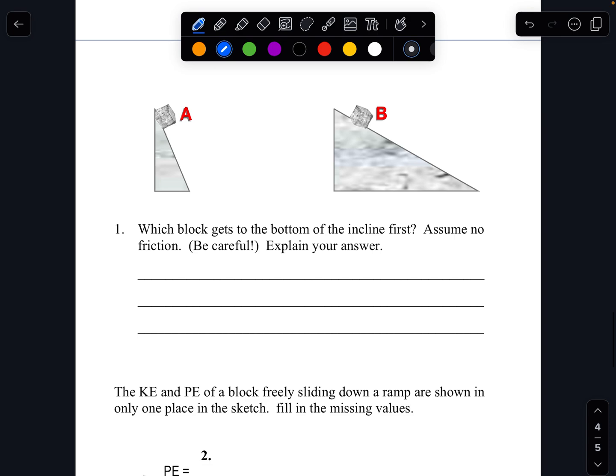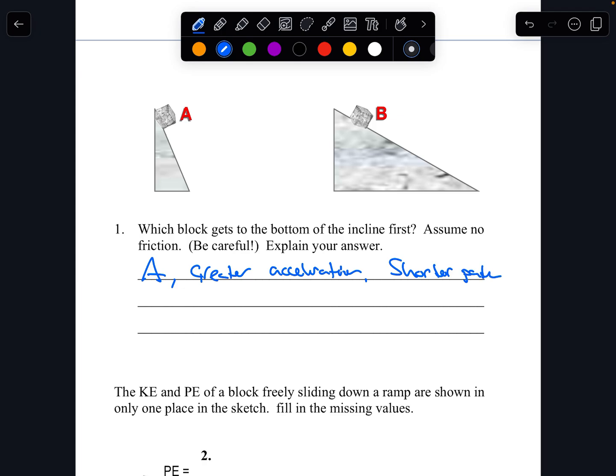Next part here with block A and B, they want us to simply determine which block gets to the bottom first. That is going to be A. It's going to have a greater acceleration because it is more vertical. It's going to reach a peak speed, top speed, much earlier than B. It's a greater acceleration, and it's also a shorter path.